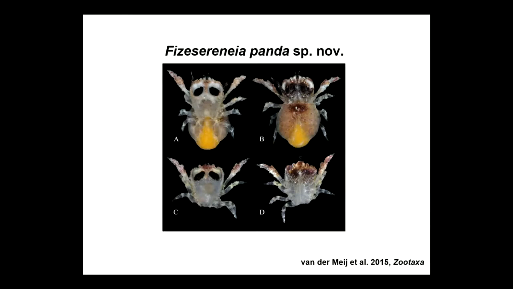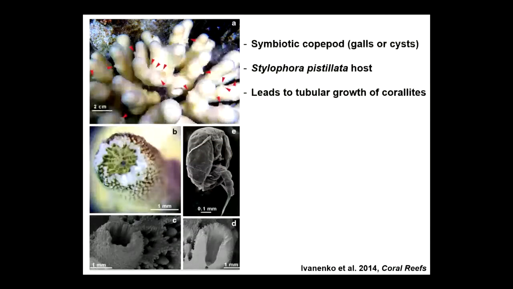They did find a new species of gall crab, now called Fizgerenia panda, based on the large black eyes on the specimen here. This work was done by Sancia van der Meij at the Naturalis Biodiversity Center. They also found this new species of symbiotic copepod that forms these galls or cysts within a Stylophora pistillata host. So you can see here how it forms. It causes the tubular growth of corallites around this living organism. And this work was done by Slava Ivanenko at the University of Moscow.